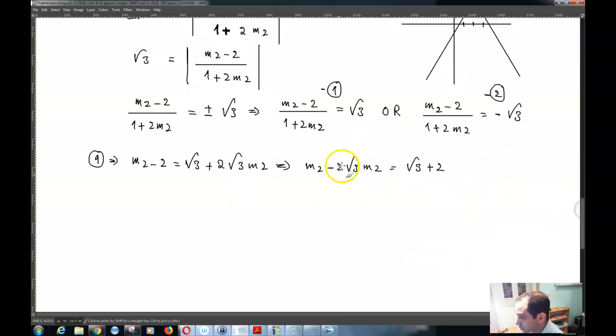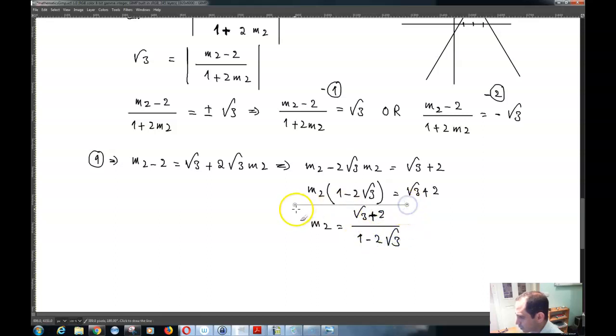So if I take m2 out, I'll get 1 minus 2 times square root of 3 is equal to square root of 3 plus 2. And so m2 is equal to square root of 3 plus 2 over 1 minus 2 times square root of 3. That is one value for m2.